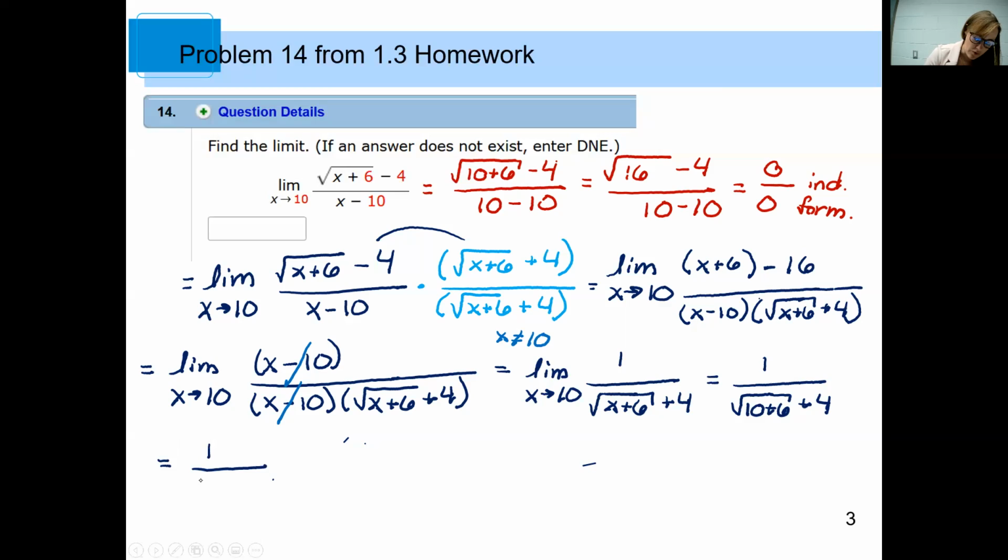And so notice I've dropped my limit notation. Once you apply the direct substitution, you can drop that limit notation. So then I get 1 over the sum of 4 and 4, which gives me 1/8. So the limit of this expression as x approaches 10 is 1/8.